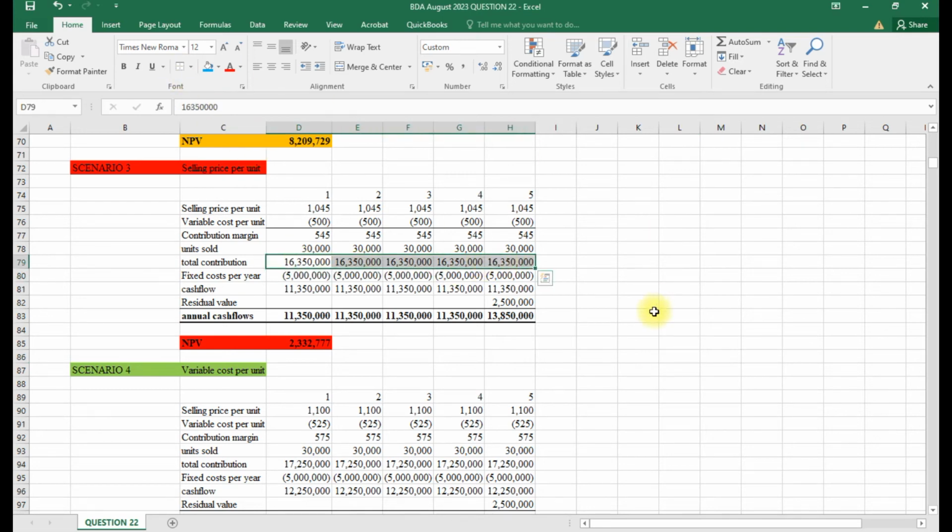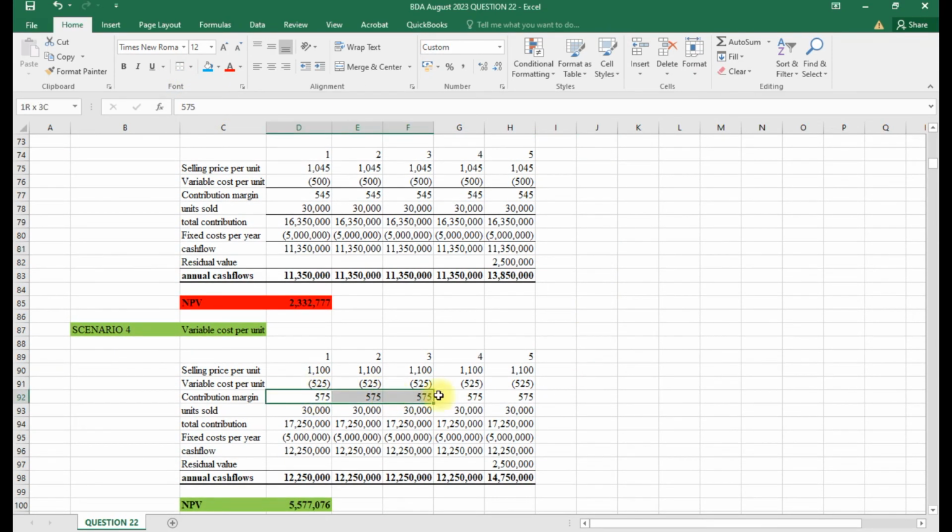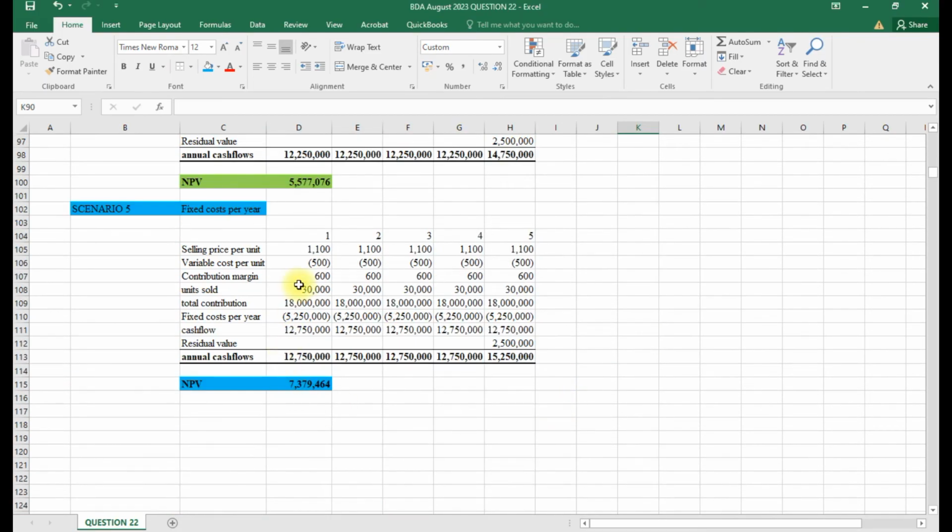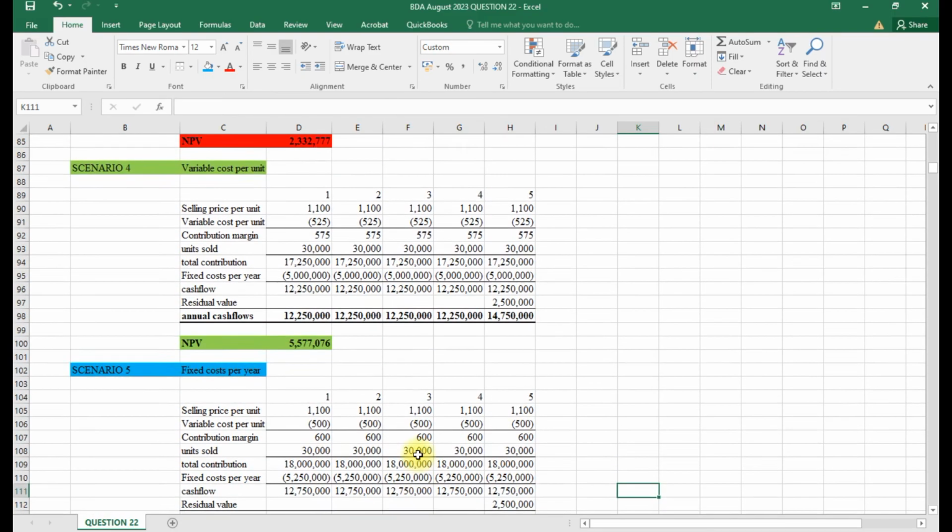But for this one, because you have time, you can just make them look at least good and organized. But in an exam setting, you don't have time to do all these, because time normally runs. So that way, by the end of the day your work looks organized. Okay, total contribution and the cash flow here. So that is it for the second part of the question.